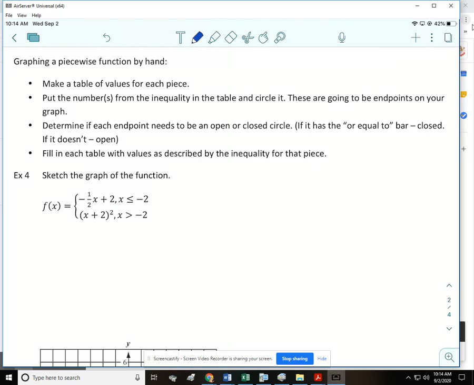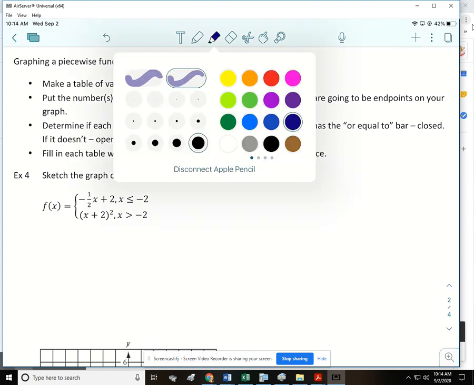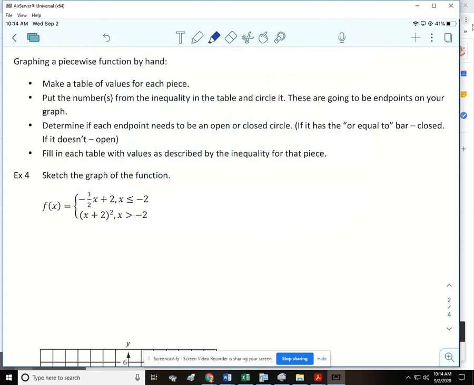So when we're graphing a piecewise function, the first thing that I want you guys to do is make a table of values for each piece. So this one has 2 pieces. So I'm going to do a table of values for the piece that is y equals negative 1/2 x plus 2. And then I want you guys to make a table for y equals the quantity x plus 2 quantity squared.